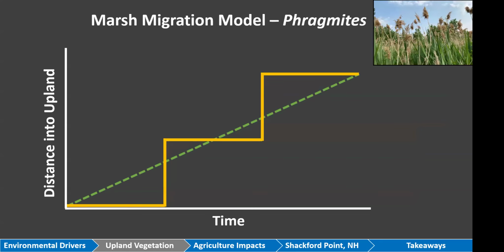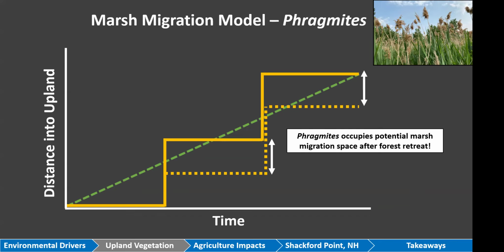So the next one is Phragmites. If we were to look at that same conceptual model, where the green lines are linear, our previous thinking of how marsh migrates into a forest, and then that orange line is what we know as how forests migrate landward. What we see is that if Phragmites is really prevalent in your area, it might actually move in and occupy a portion of that migration space after the forest has retreated. Essentially, it sneaks in, and before the marsh graminoids can really move in, it kicks them out and acts like a secondary wall to it.